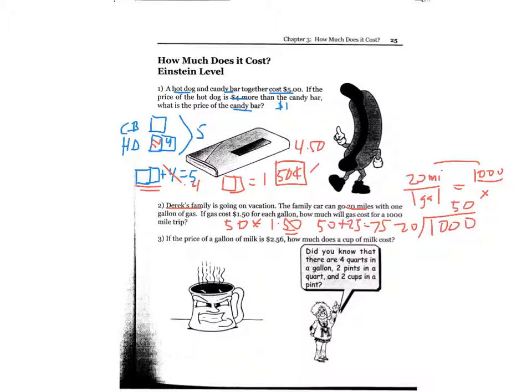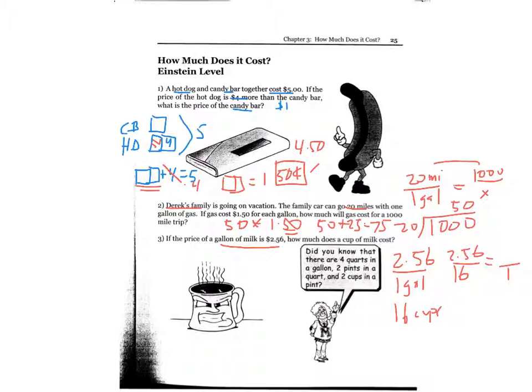Next, a gallon of milk is $2.56. So we say $2.56 for 1 gallon. But what is a gallon? A gallon is 16 cups. 8 pints, 16 cups. So it's $2.56 for 16 cups. How much is it for 1 cup?